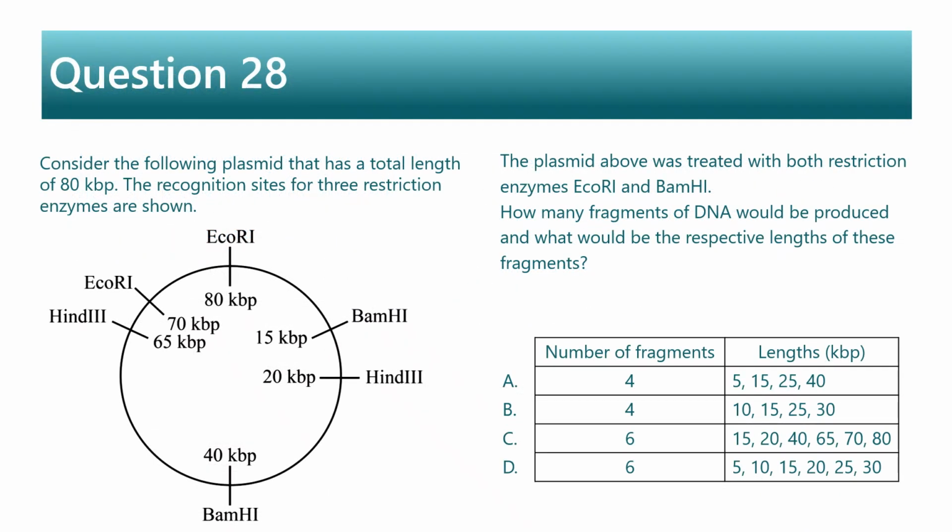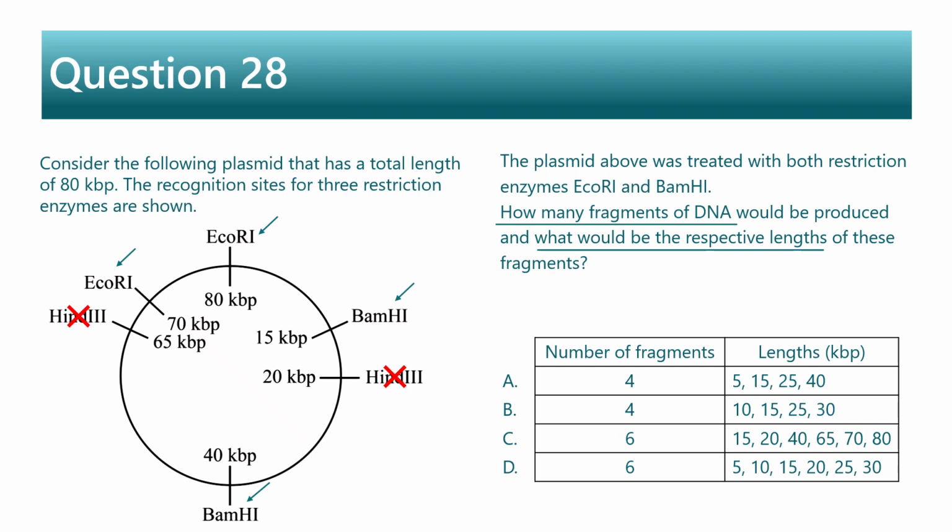We have a circular plasmid with a total length of 80 kbp, and it is treated with 2 restriction enzymes, EcoRI and BamHI. Our goal is to determine the total number of fragments produced and their exact lengths. The biggest trap in this question is the presence of HindIII. Since it isn't added to the reaction, we must completely ignore its restriction sites at 20 kbp and 65 kbp.